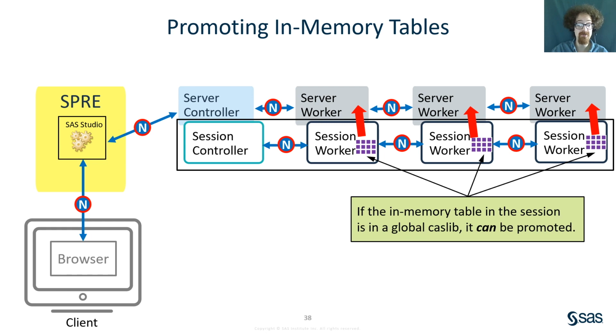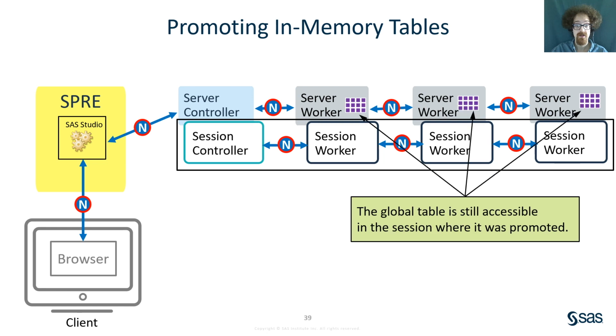But an in-memory table can also be promoted so that it's not eliminated when the session's eliminated. So if the in-memory table's in this global Caslib, we can promote it. Here the promoted table is depicted in memory on the worker nodes. It's not simply on the session nodes, but it's actually here on the worker nodes, indicating that although it's available to the session, it's promoted.